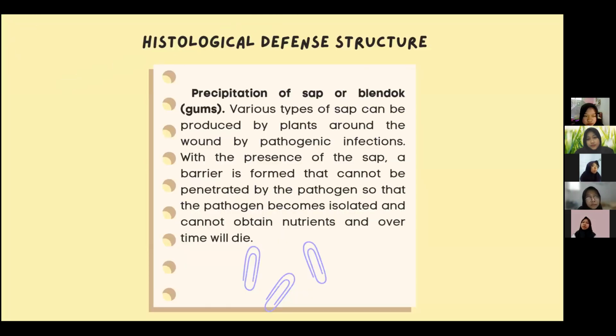And then, precipitation of sap or gums. Various types of sap can be produced by plants around the wound caused by pathogenic infection. With the presence of the sap, a barrier is formed that cannot be penetrated by the pathogen, so that the pathogens become isolated and cannot obtain nutrition, and over time will die.